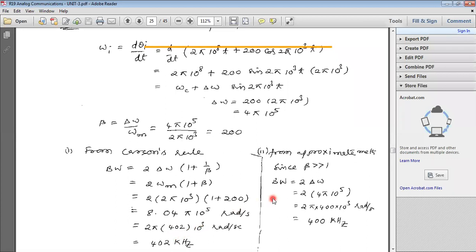So coming to narrowband. Bandwidth is equal to 2 into delta omega, already you know. Already you know the delta omega value, which is equal to 4 pi into 10 power 5. Just substitute that value. We got 400 kilohertz. So this is the way to find bandwidth, both in case of narrowband and wideband.